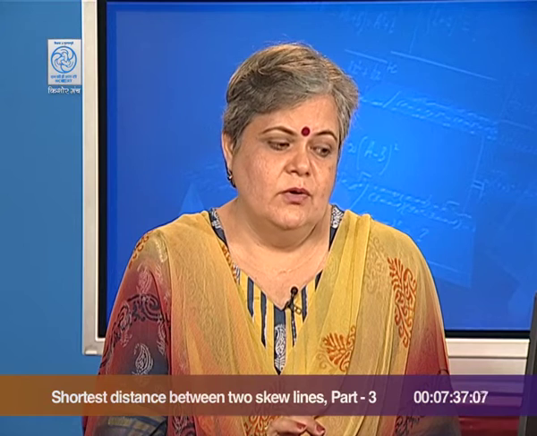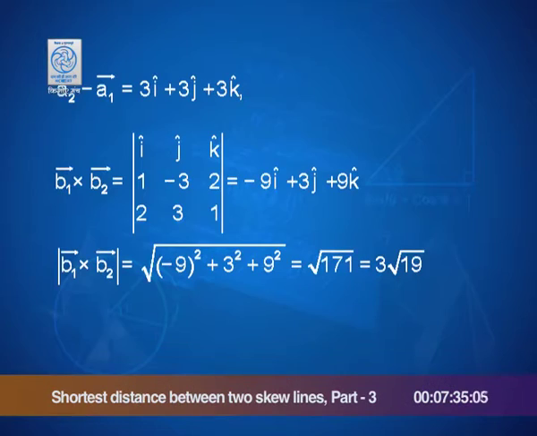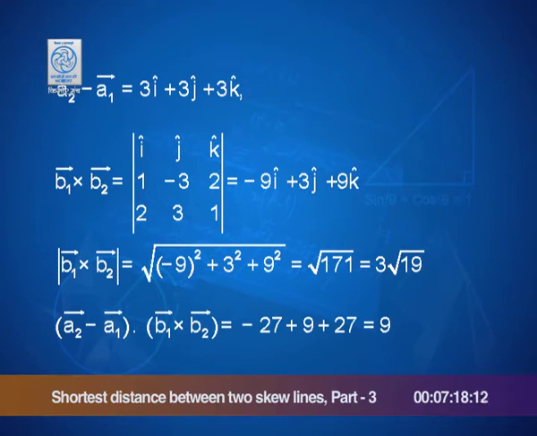Once you have B1 cross B2, then we find the magnitude of B1 cross B2, which in this case is simplified root of 171, same as 3 times root 19. So, I think now we are ready to look at what we want. We just need A2 minus A1 dot B1 cross B2.